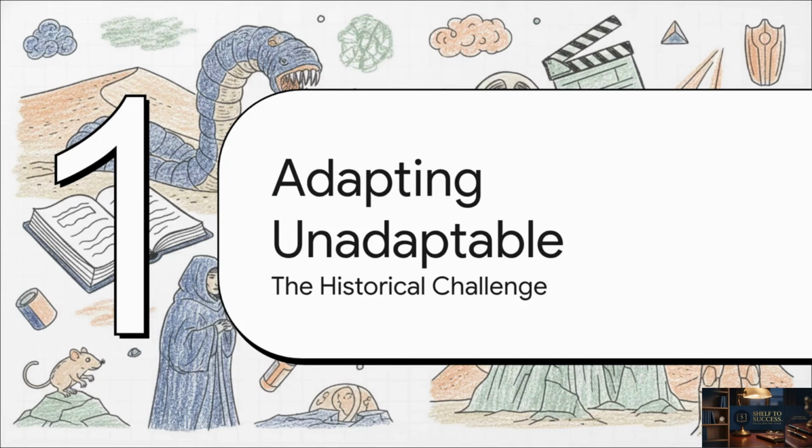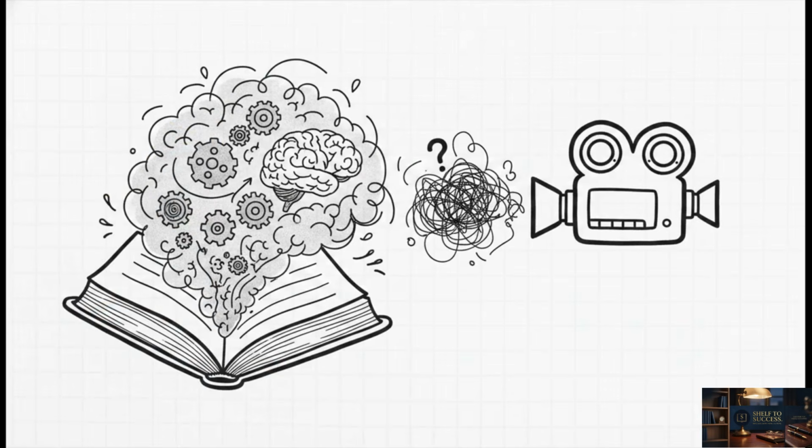All right, Section 1, adapting the unadaptable. So, Frank Herbert's 1965 novel has long been considered the holy grail. Actually, scratch that. It's more like the white whale of science fiction cinema. Why? Well, the book is incredibly reliant on internal monologues. We're constantly reading characters' private thoughts just to understand their true, often deceptive motivations.